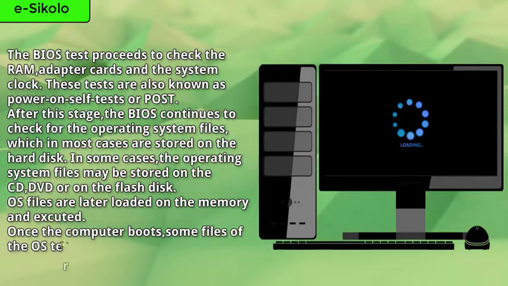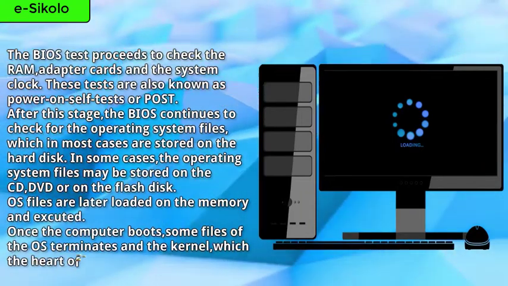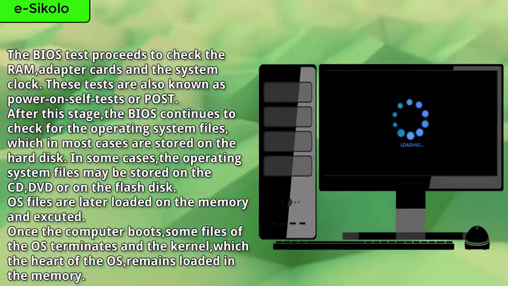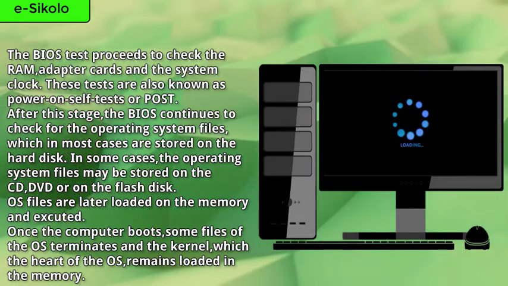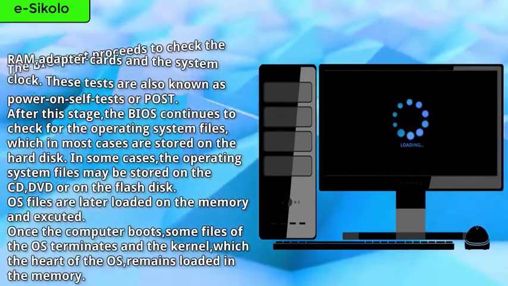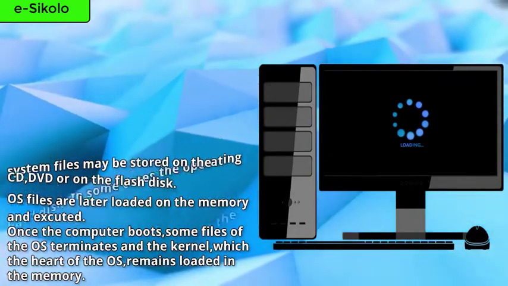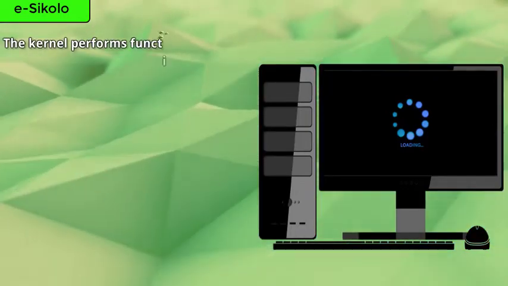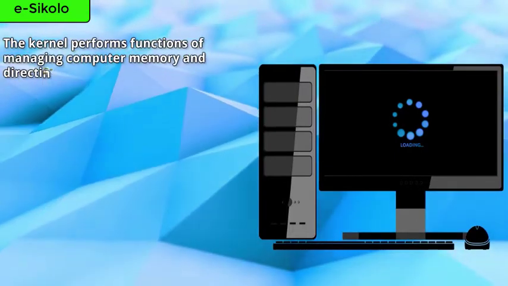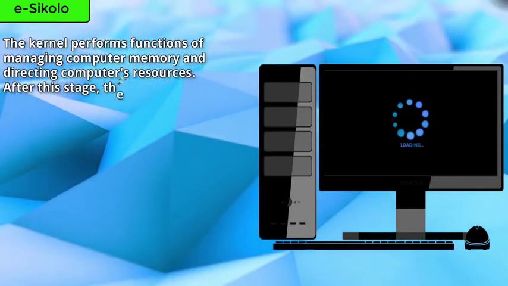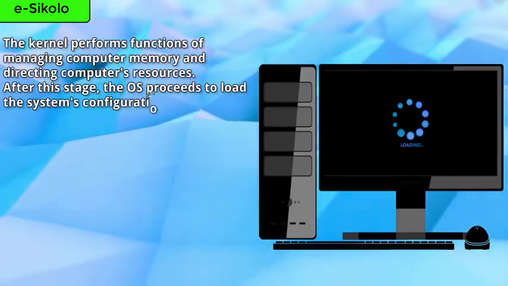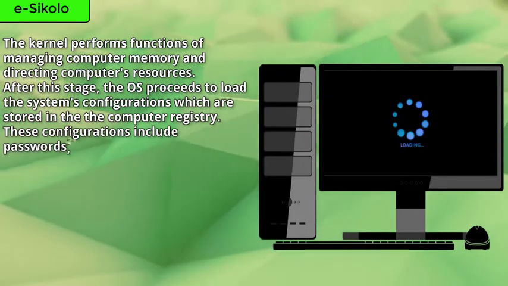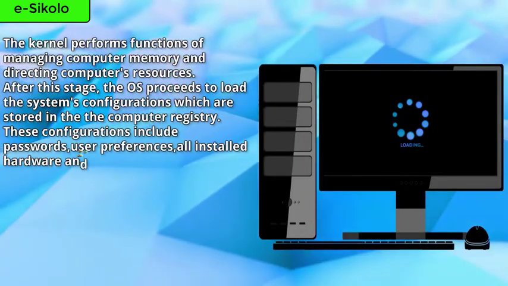Once the computer boots, some files of the OS terminate and the kernel, which is the heart of the OS, remains loaded in the memory. The kernel performs functions of managing computer memory and directing the computer's resources. After this stage, the OS proceeds to load the system's configurations, which are stored in the computer registry. These configurations include passwords, user preferences, or installed hardware and software.